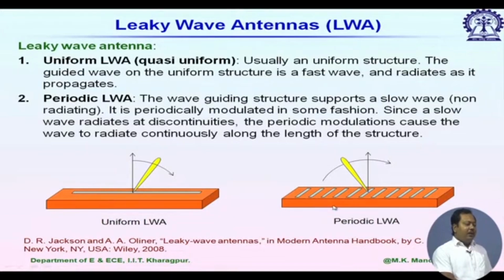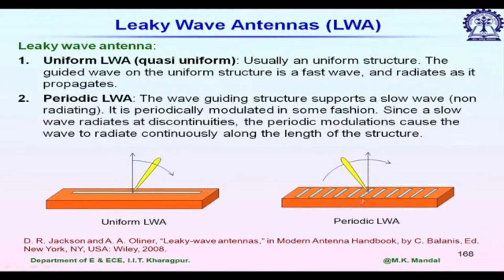The second example is the periodic leaky wave antenna. For the periodic leaky wave antenna, the guided mode is usually a slow wave mode. Even for the slow wave mode, we can have power leakage and effective radiation, but it can be shown that radiation from a periodic structure is again coming only from the fast wave mode. Then from where does this fast wave mode appear?